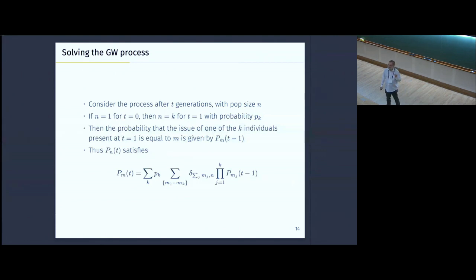Okay, how do we solve the problem? The problem is evaluating this P_m of t, where m is the size of the population at generation t, starting from one individual at time 0. Well, the idea is that you start with one individual at time 0, then you have k individuals at time 1 with the probability p_k, where small p_k is the probability that this individual had k offspring in one generation. And then for each of them, you can repeat the question: what is the probability that they have, let's call it m_j, descendants t minus 1 generations later?